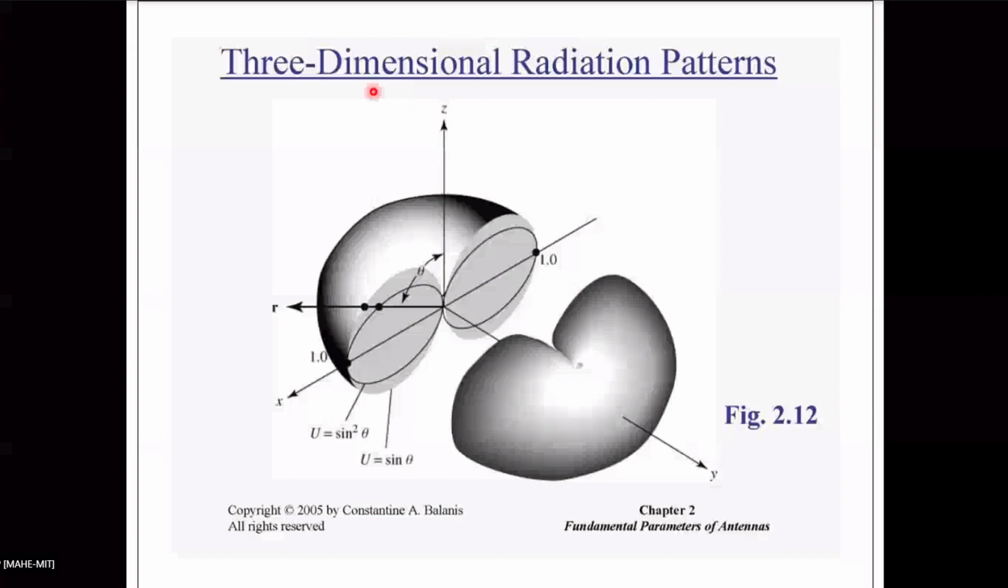Good. Okay, can you see this slide? Here shown are the U equal to sine squared theta pattern and the U equal to sine theta pattern. This is U equal to sine theta. This is U equal to sine squared theta. The inner pattern is U equal to sine squared theta. This is an omnidirectional pattern. Is it okay? Yes, sir. Okay, next slide.